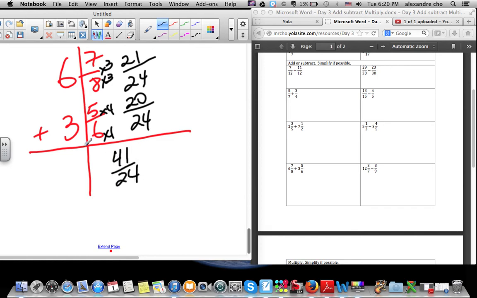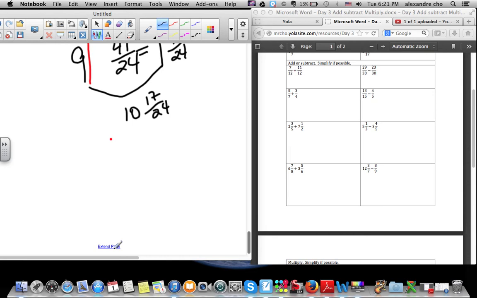And again, 6 and 3 is 9. We have an improper fraction here. So we want to change it to a mixed number. So 24 goes into 41 once. 17 left over 24. Okay. Now, because we have two whole numbers, we can combine them, 9 and 1, and that gives us 10 and 17 over 24.